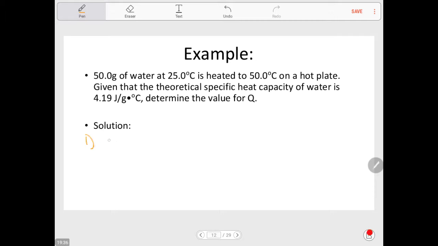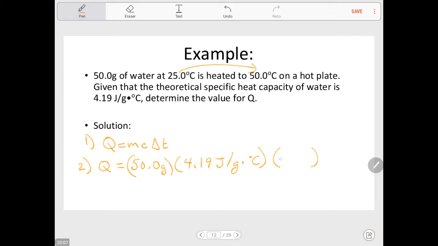Step 1, you always write your blank formula. Q equals MC delta T. Step 2, you input your values with units. You must have units. So you're going to go Q equals 50.0 grams. Now, C is your theoretical heat capacity of water, 4.19 joules per gram times degrees Celsius. And let's see here, what was our change in temperature? We went from 25 to 50, so that is positive 25 degrees Celsius.